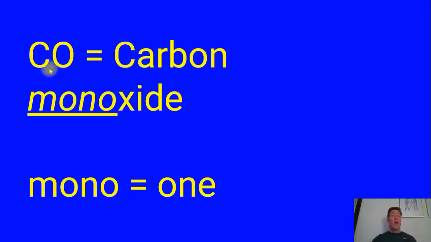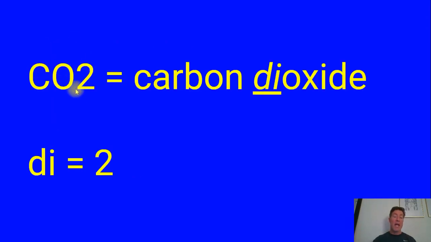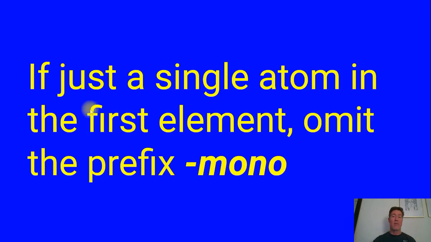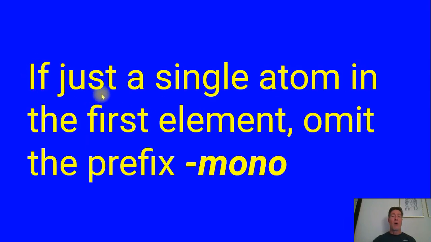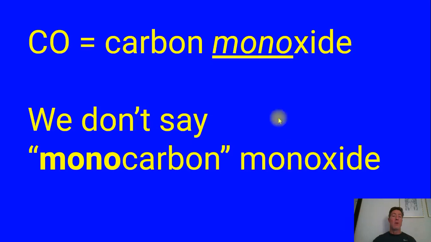So, this we call carbon monoxide because we have one oxygen. This we call carbon dioxide, that should be a subscript. Carbon dioxide, where we have two oxygens. Now you might say to yourself, well, wait, why didn't we designate the number of carbons? Well, if it's just a single atom in the first element, we usually omit the prefix mono. So we call this carbon monoxide, we don't call it monocarbon monoxide.